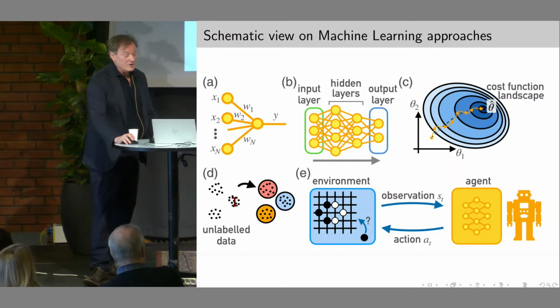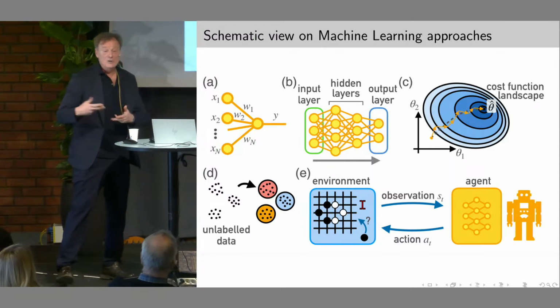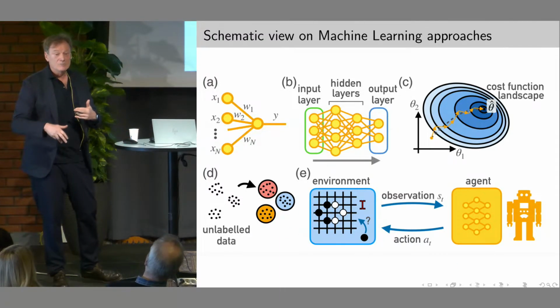Another situation which is very common is unlabeled data. And then you also have reinforcement learning, where the environment actually helps you in producing a probability distribution. That's one of the possible ways of doing it.